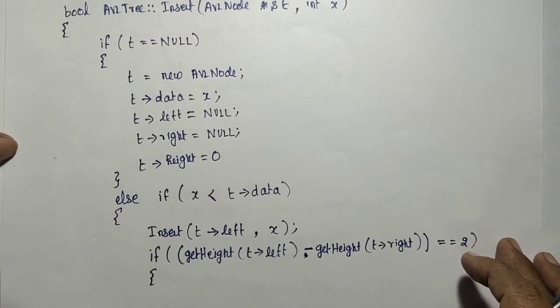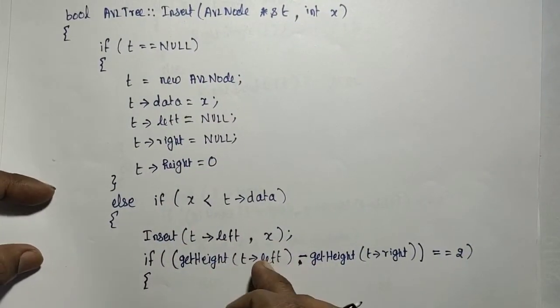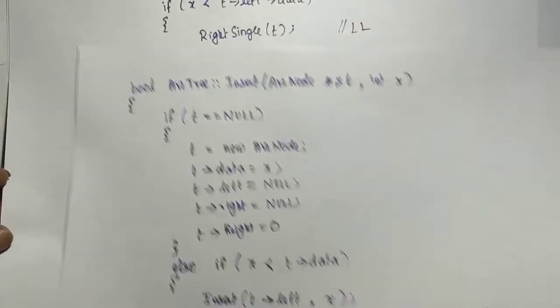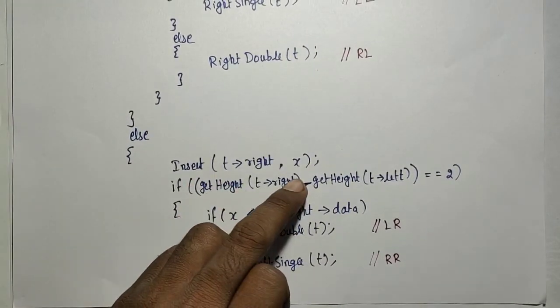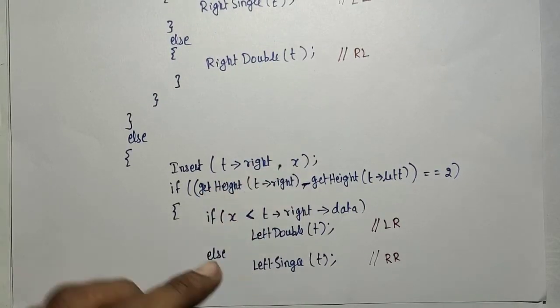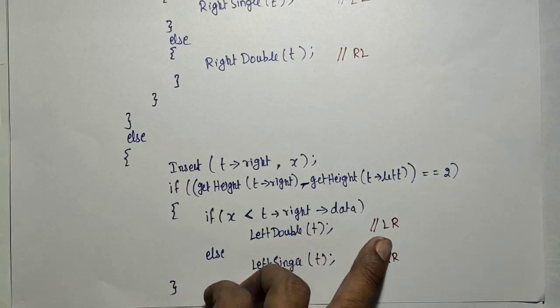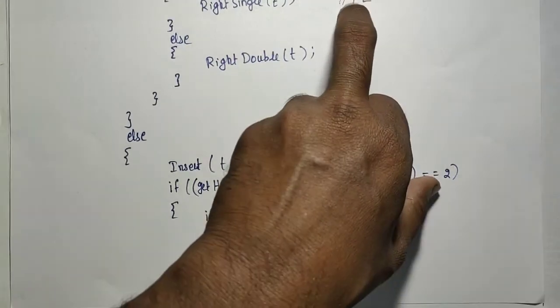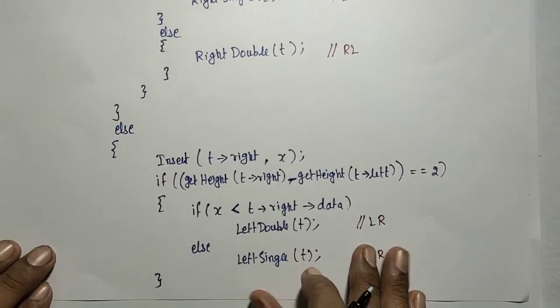So after completing the three cases, that is, T equal to null; if x is less than T of data left side, under this we have checked the two cases. Else the third case, that is x is greater than or equal to the right side, then x will be inserted on the right data. So in that unbalancing we have checked the two cases: left of right, right of right, right of left, or left of left. After completing these three cases, the else has to be completed here.